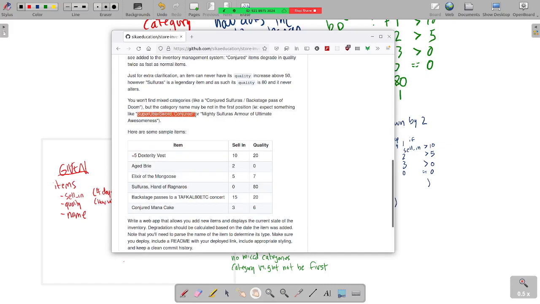So yeah, you're looking for particular values like conjured. So then you would also have the problem with how do I get the category out of a string? And so you go, okay, well, what are the things that I could be looking for? Well, conjured is one of them. Sulfurous is one of them. Backstage pass is one of them. And so you could write a function that tests a string for one of those values.